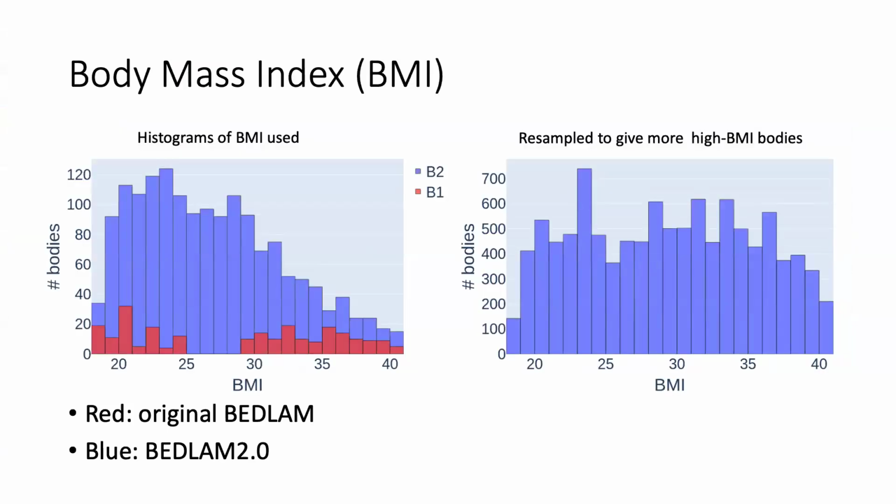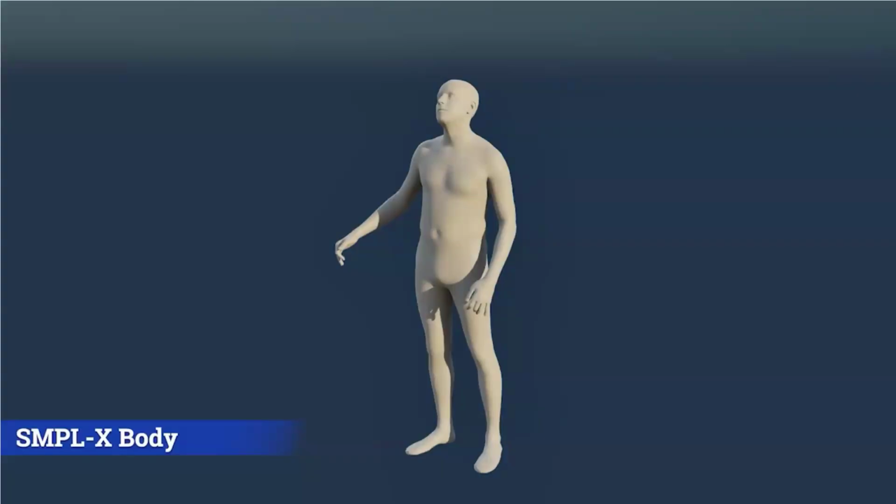Again, looking at body shapes, I know most people here are probably interested in 3D motion in the world, but I think body shape's important to figure that out. We had a very limited number of body shapes in the original Bedlam, the red histogram. We used a much wider range. There was this odd gap, I don't know why, in the range where most people are, from like 25 to 28 BMI. And then we resampled this on the right to give us a very diverse range of 3D body shapes that are in Bedlam 2.